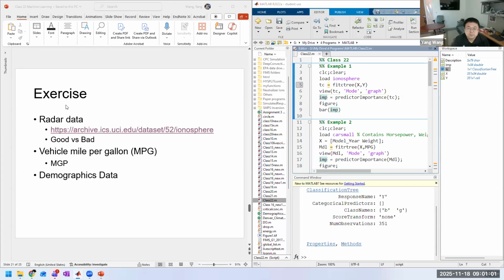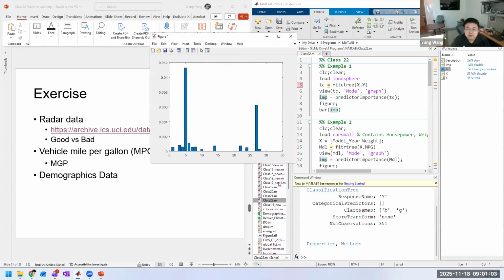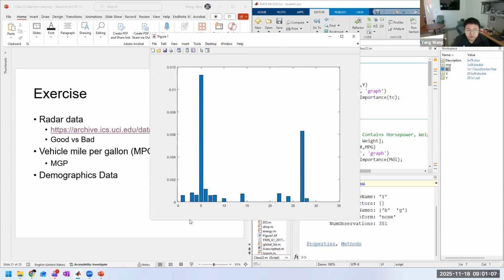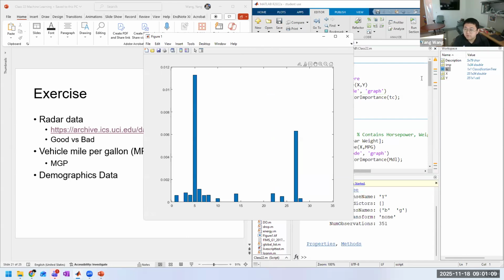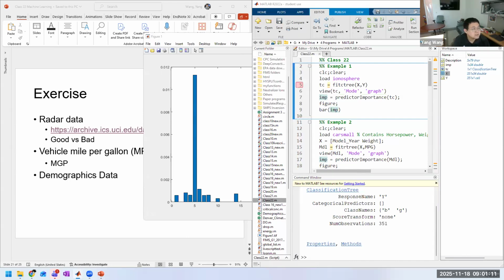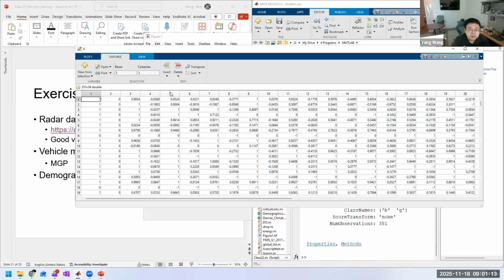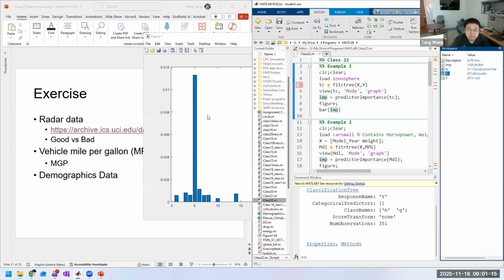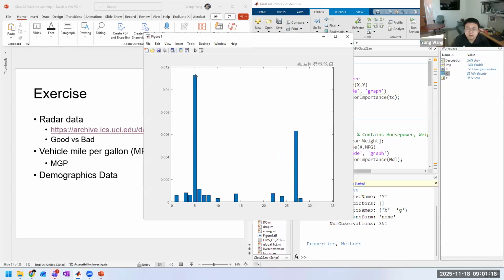You could also try to see what parameters play a more important role in influencing the decision tree. You can see that parameter number 5, the 5th column in the X table here, has a major influence on whether the data is good or bad. And then 25, 20, 27 also have a pretty significant influence on our data.